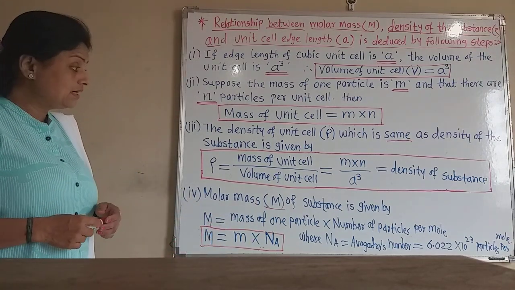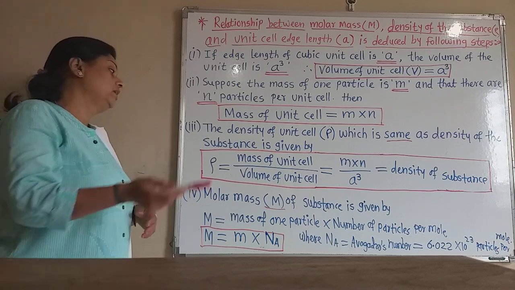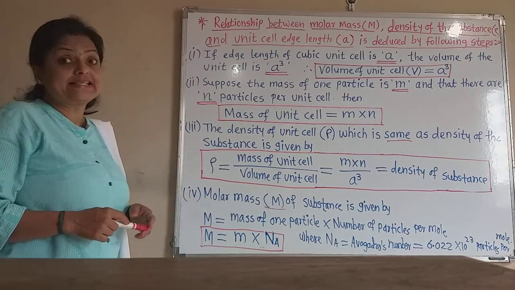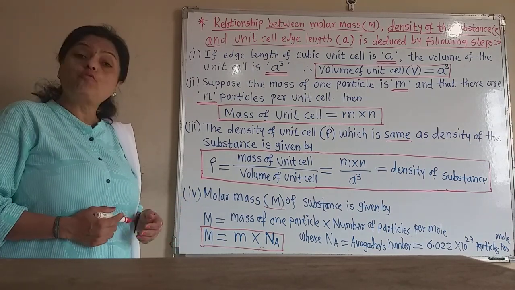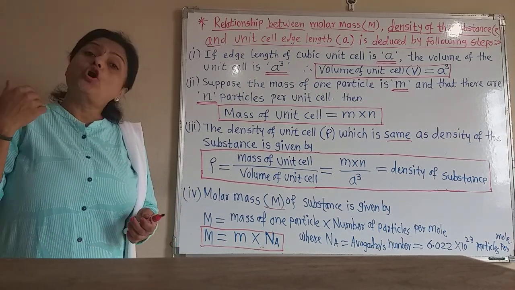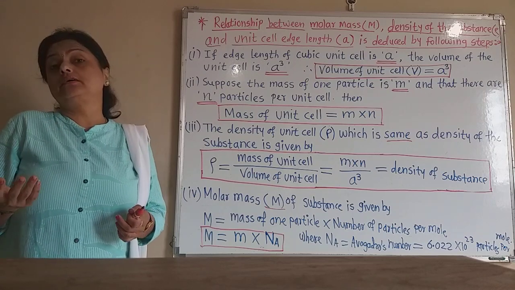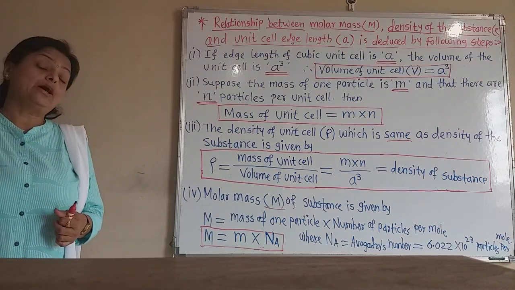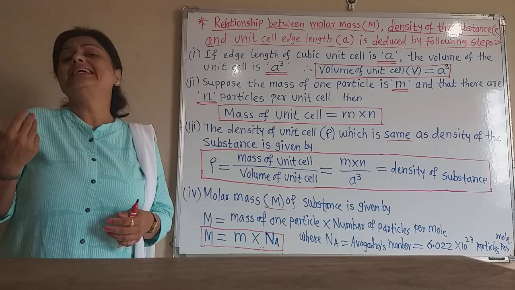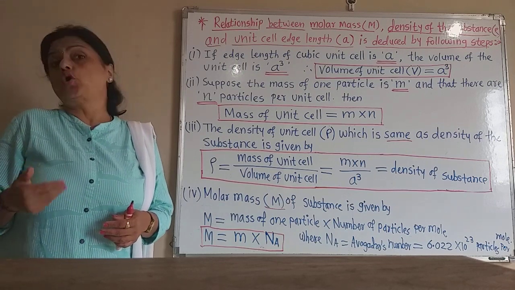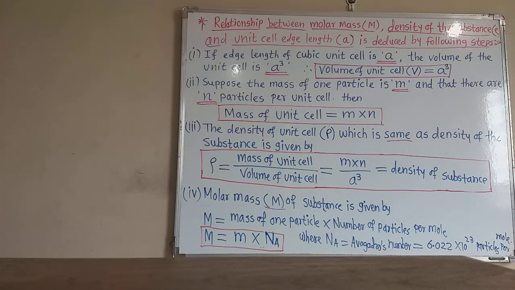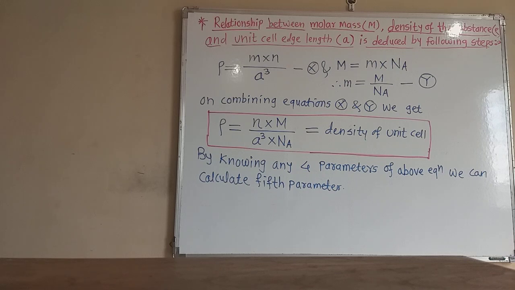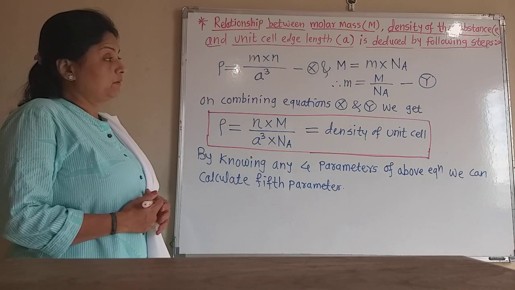Now let us learn the relationship between the density of the unit cell and molar mass of the substance. There is also a formula for that, and on that equation we have the numericals to calculate the density or edge length or volume of that substance. Pay attention students on the blackboard.